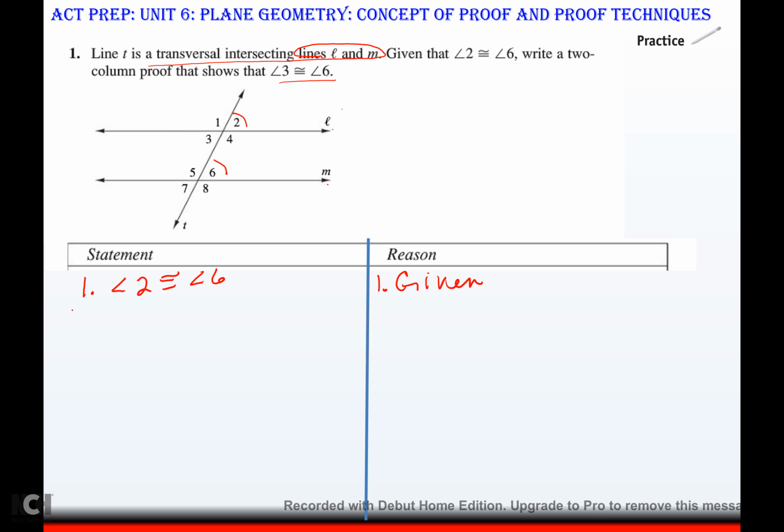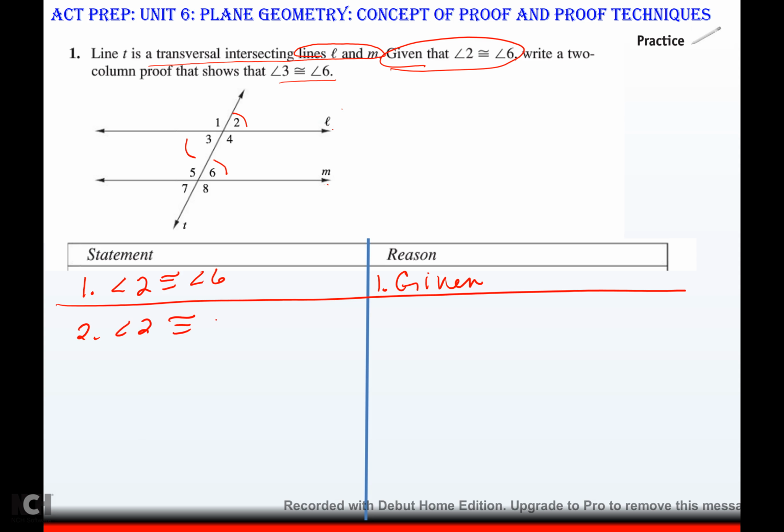So there's my first statement, angle 2 is congruent to angle 6, because it was given, and you always start with what's given. That's always your first statement in your proof. Now that I know that angle 2 is congruent to angle 6, I can say that angle 2 is congruent to angle 3, because whether those lines are parallel or not, it doesn't matter. I'm not even looking at this part. Sorry, I always forget to number my steps. The reason for step 2 is that they are vertical angles and they're equal. So I've proven that 2 is equal to 3.